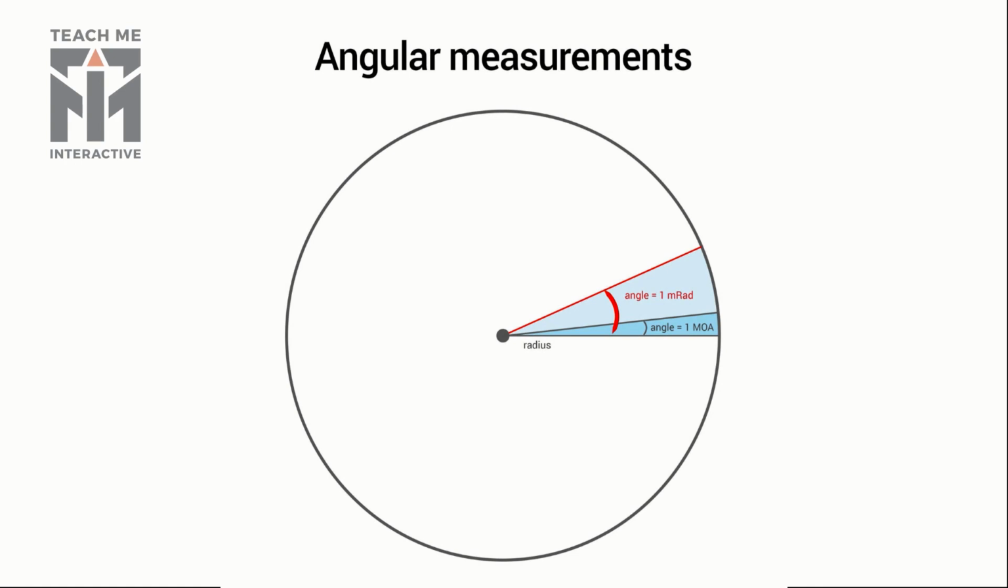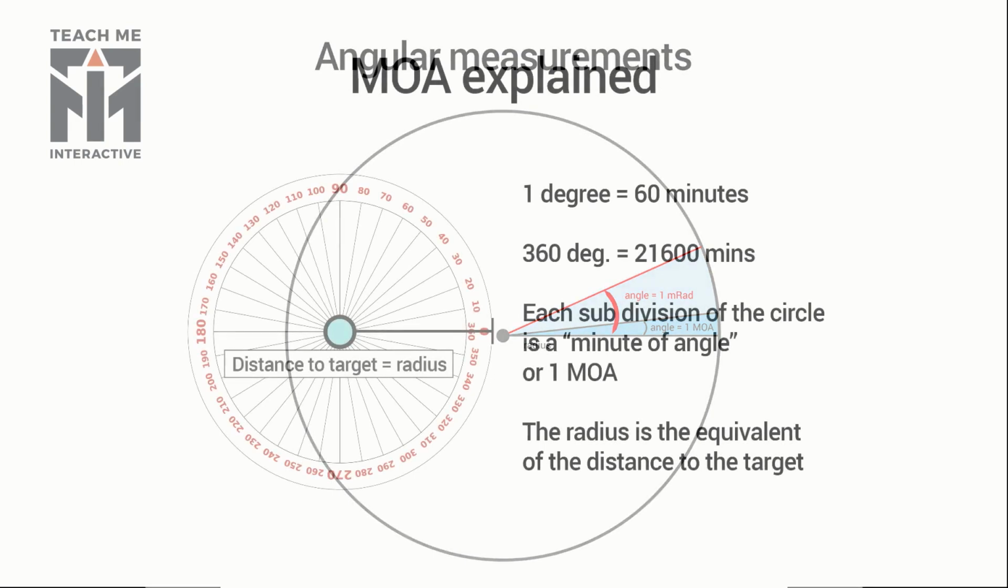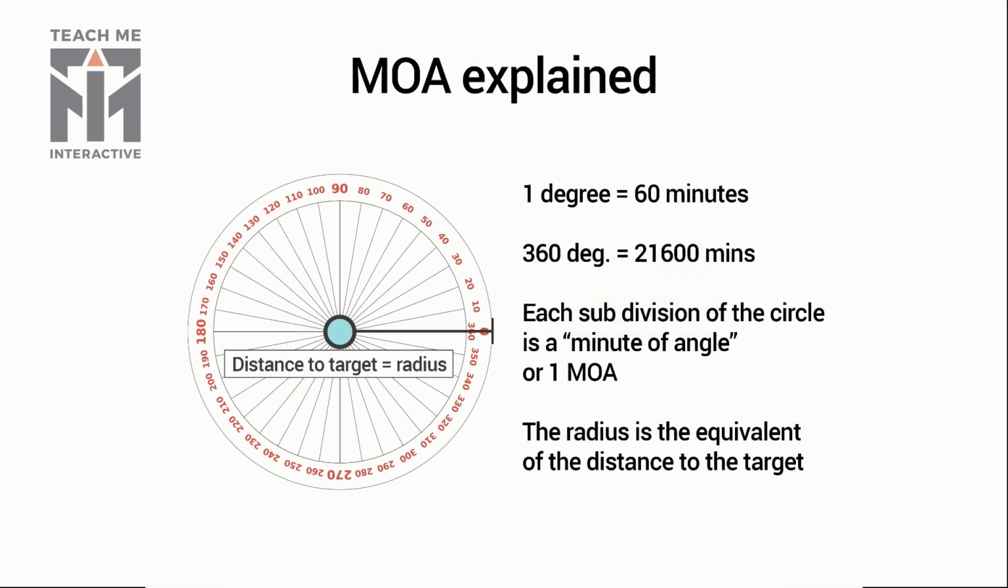As we have said, using angular measurements is a very helpful way to describe how we compensate for the drop of the projectile over distance in order to hit the target, or the elevation adjustment. It can also be used for windage because by the same token, once again, it's an angular dispersion. So in this case, what we're talking about here is minutes of angle.